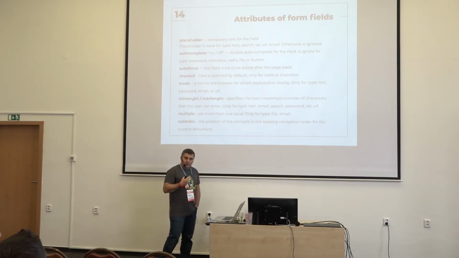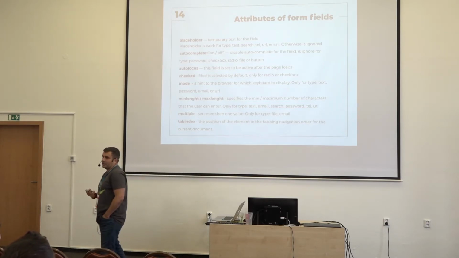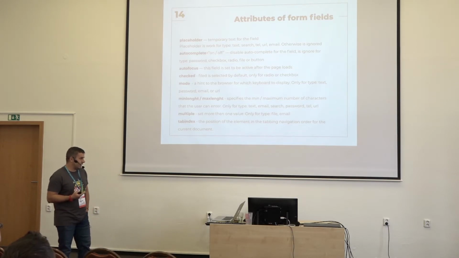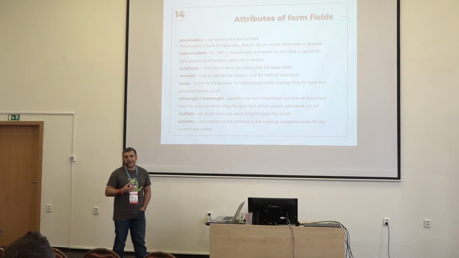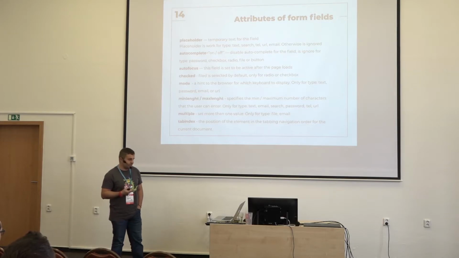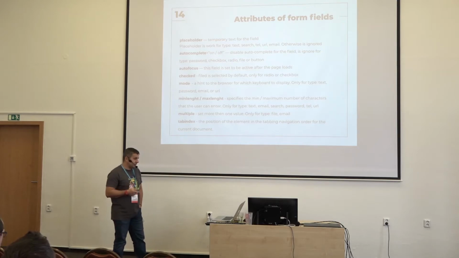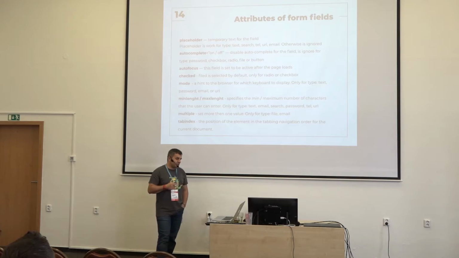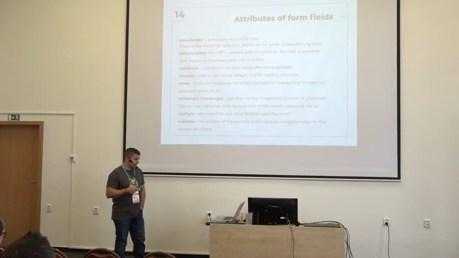Okay, so I told you the form has attributes, and every field has attributes too. We can use these attributes, but it's important that not all attributes work for all kinds of fields. Okay, this is quite important. For example, placeholder. It's a temporary text for the field, but this attribute works only for types like text, search, URL, email, and phone.